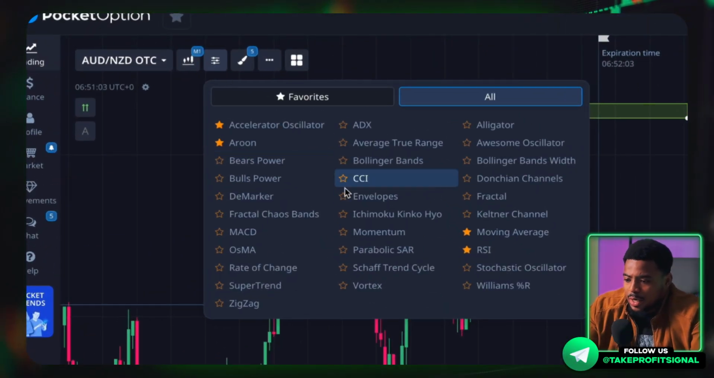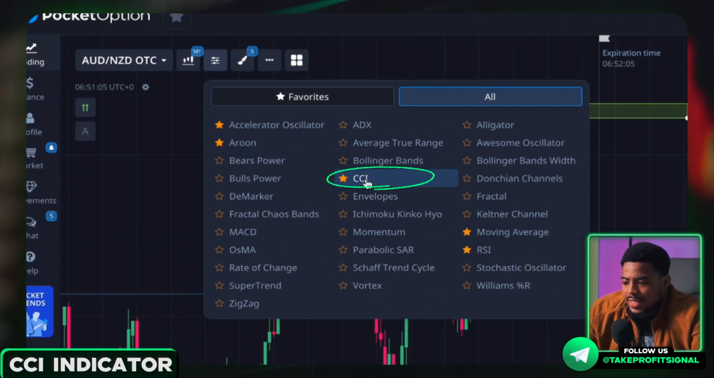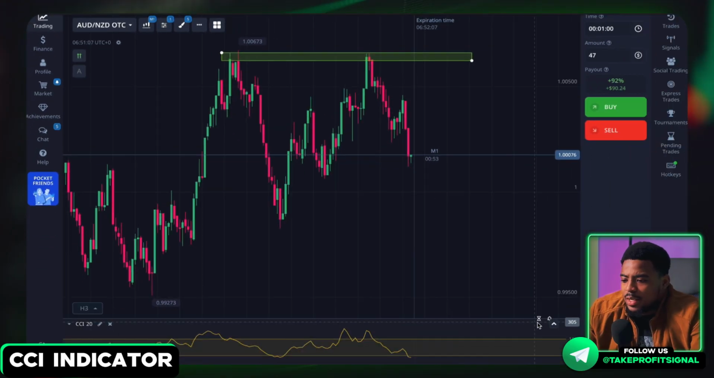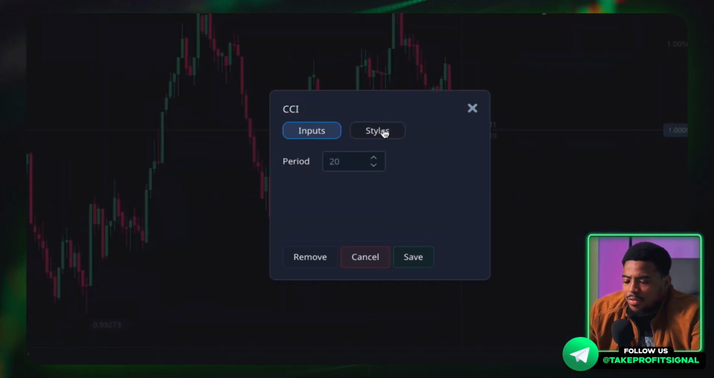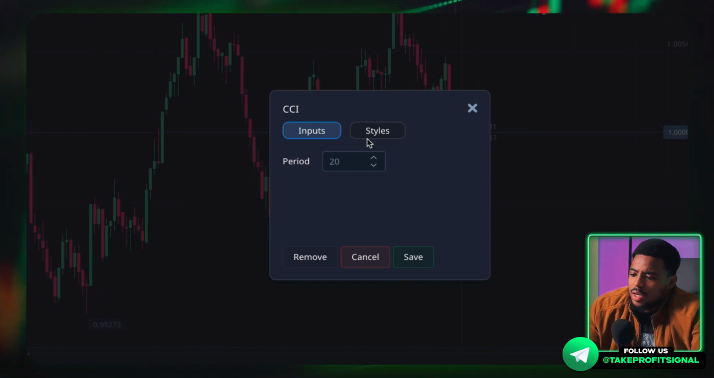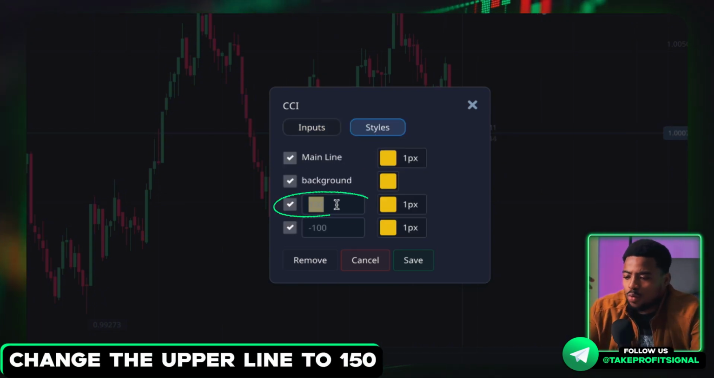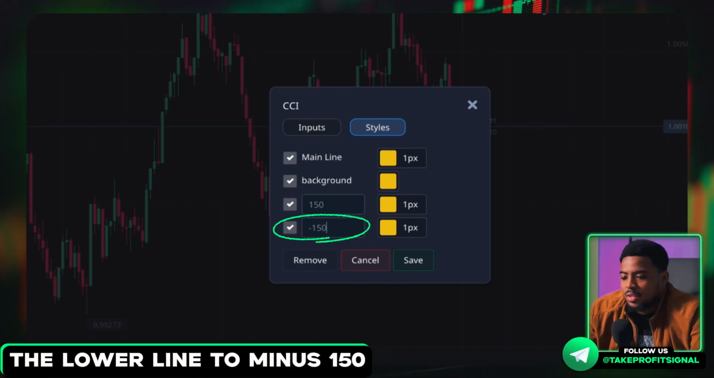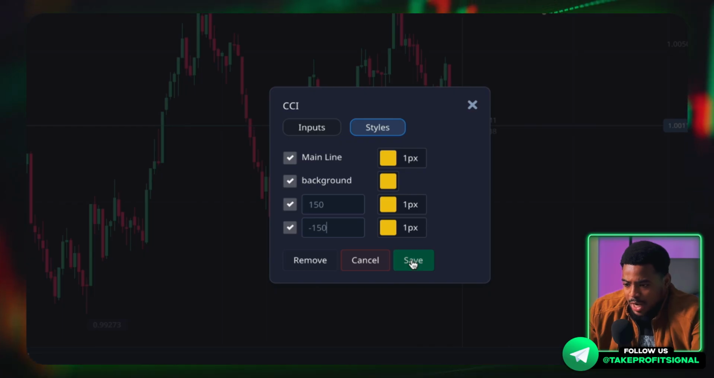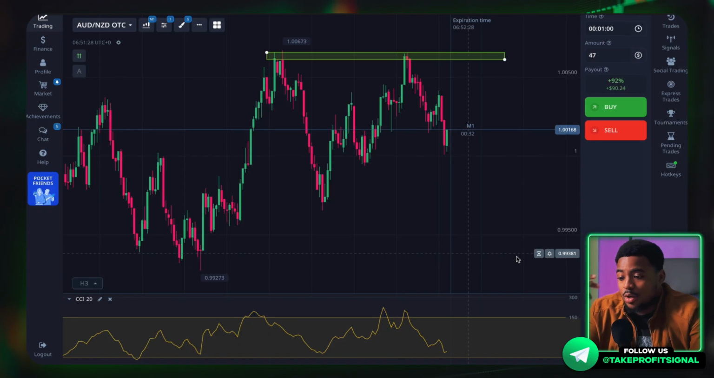Let me show you. We go to the indicators panel and click here on the SSI indicator. Let's expand it and customize it. We don't change the period. It's basically perfect, 2025, but here we will change the upper line to 150 and the lower line to minus 150. Click save.